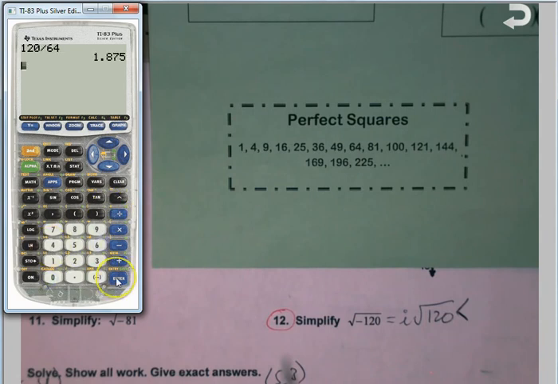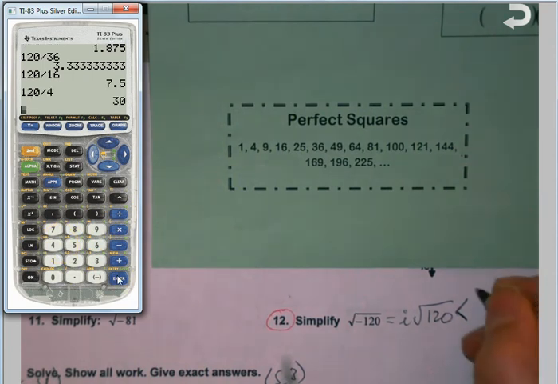Is that square going to work? No, that didn't work. 49, no, let's try 36. And sometimes you may have to try a few before you find one that actually comes in nice. 25, no. 16, no. 4? Got to be something. Okay, 4. So 4 and 30.